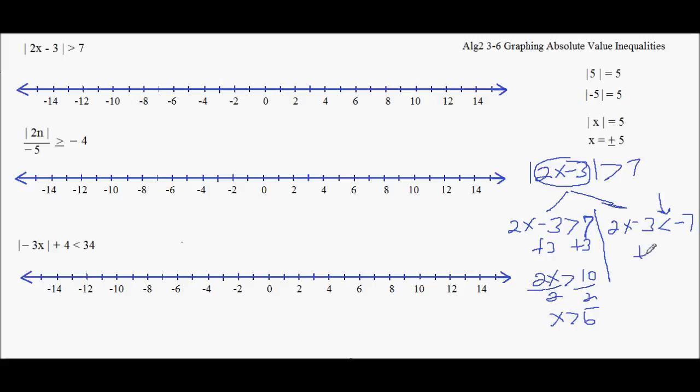Then here I'm going to add 3, and I get 2x is less than negative 4, right? Because 3 from negative 7 is negative 4. Divide by 2, and I get x is less than negative 2. So I get less than negative 2. So let me do it in red. Less than negative 2. So it's going to go like that. And it's going to be greater than 5. Here's 5. And here we go.